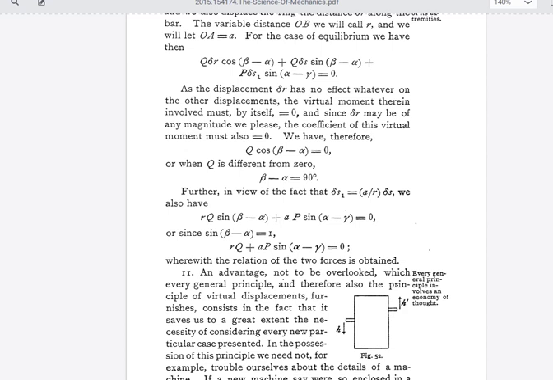Further, in view of the fact that δS1 equals a over R times δS, we also have RQ sin(β − α) + aP sin(α − γ) = 0. Or, since sin(β − α) equals 1, RQ + aP sin(α − γ) = 0, wherewith the relation of the two forces is obtained.